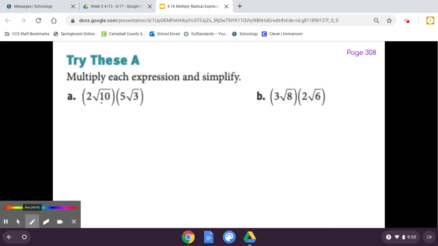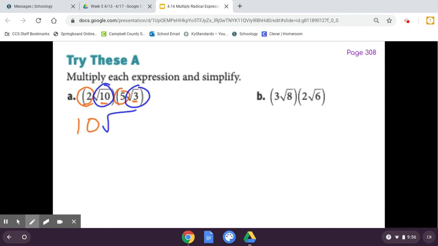So, again, this is not a perfect square, and this is not a perfect square. So I'm going to go ahead and multiply the like terms. So I have 2 times 5 gives me 10. And I have 10 times 3, which gives me the square root of 30. I cannot pull a perfect square out of this, so we're done. That's our answer. Pretty simple.